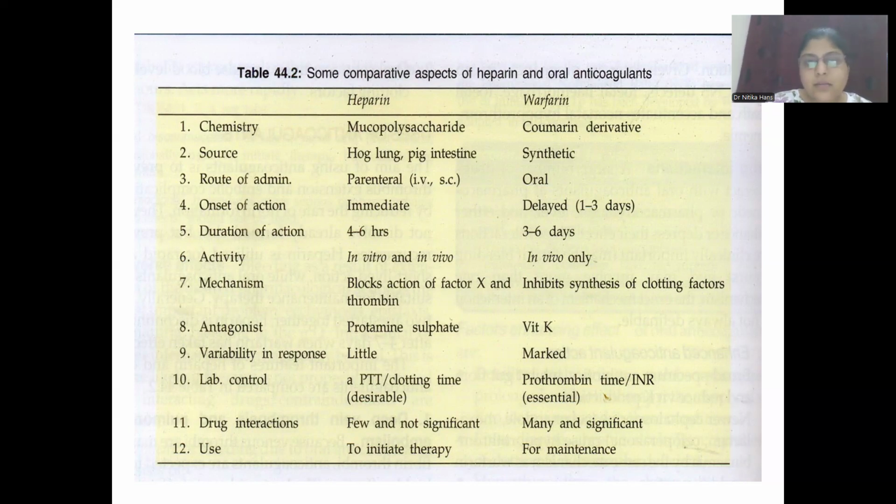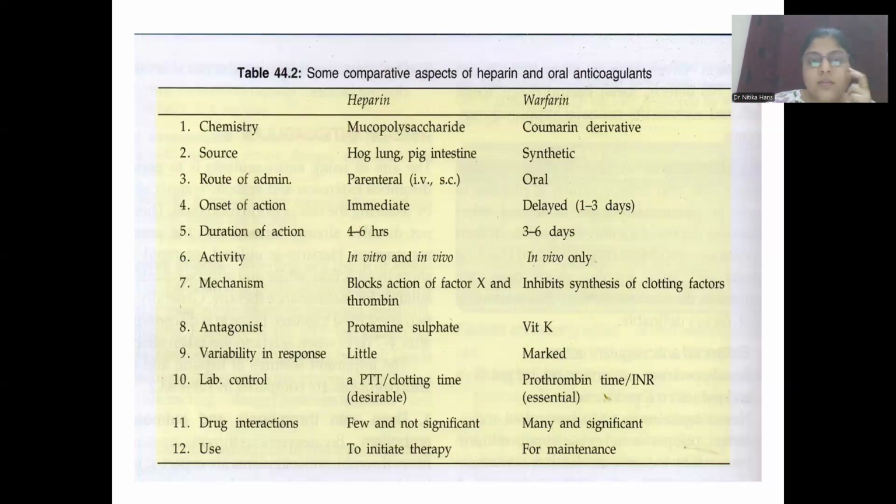How is the mechanism? Heparin will block the action of the factor 10A and thrombin, that is 2A. Factor 10A and factor 2A are inhibited. Warfarin inhibits the synthesis of the clotting factors. Antagonist is protamine sulfate in heparin and vitamin K in warfarin.